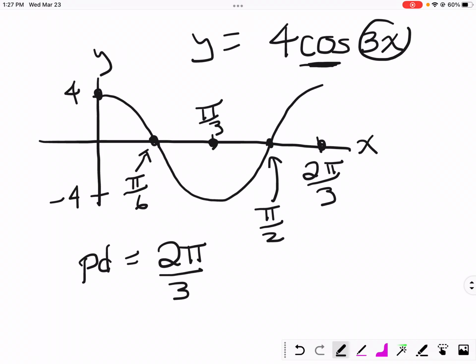But basically, it's the same graph as if I was just doing y equals cos x, but I changed the scale. And that is the point of this.